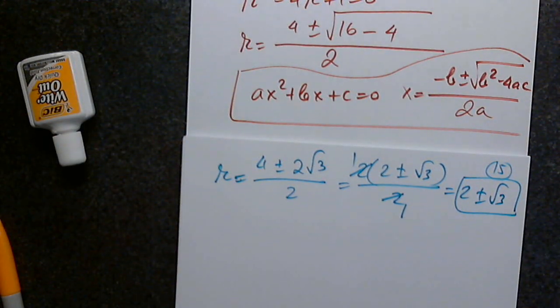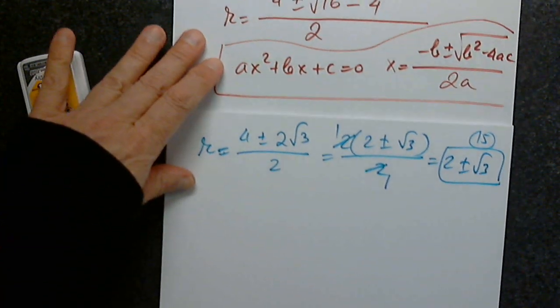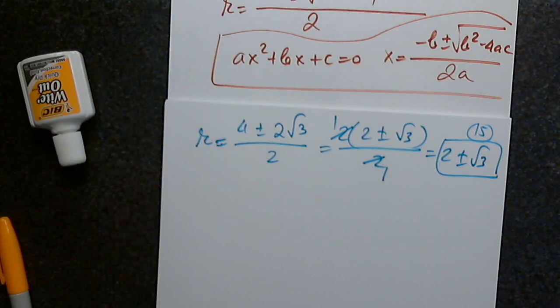These both work. These are the solutions to the equation r squared minus 4r plus 1. If r is 2 plus or minus the square root of 3, one or the other, the equation is fulfilled. Second derivative minus 4 times the first plus the function equals 0. Any questions?